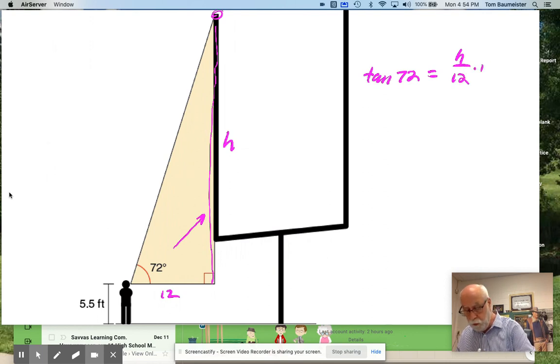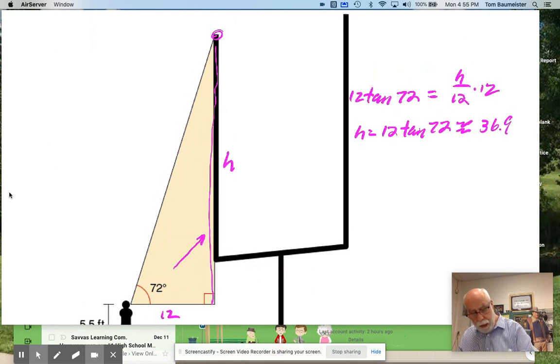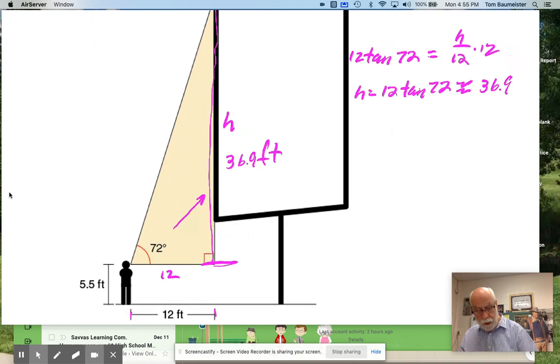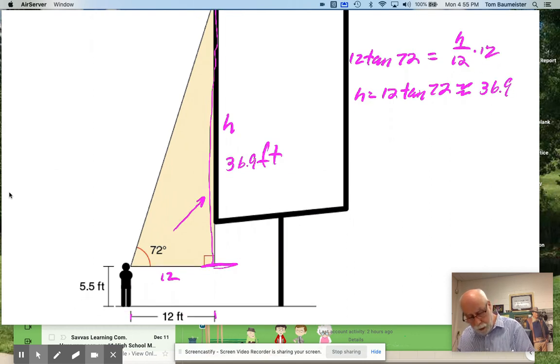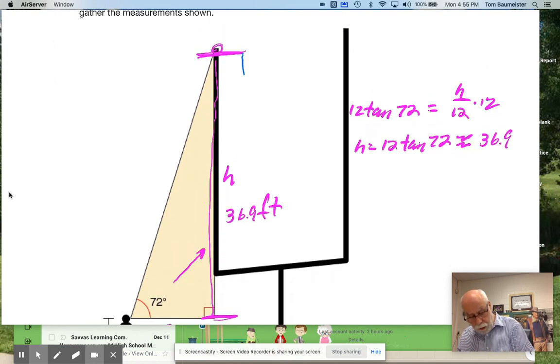So again, if I multiply both sides by 12, I would have that H is equal to 12 tangent of 72 degrees. And if you work that out to the nearest tenth, you'll get 36.9 feet. But that is from here to here is 36.9 feet. We need to know how tall it is from here to the ground. So let's go ahead and look at a different color for that. So we're looking at this whole thing here.